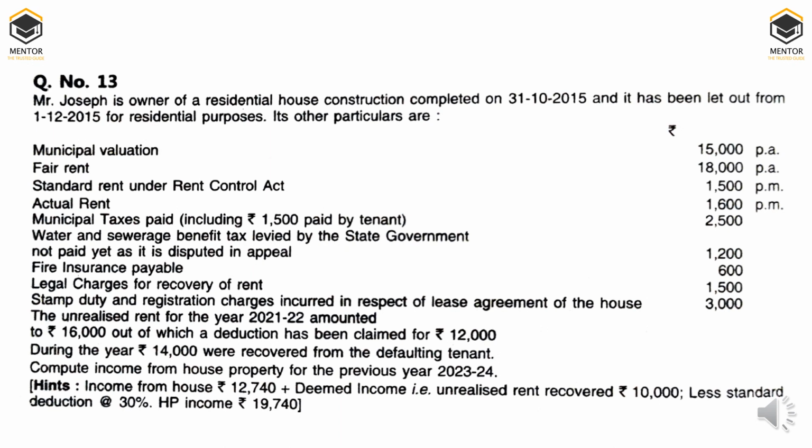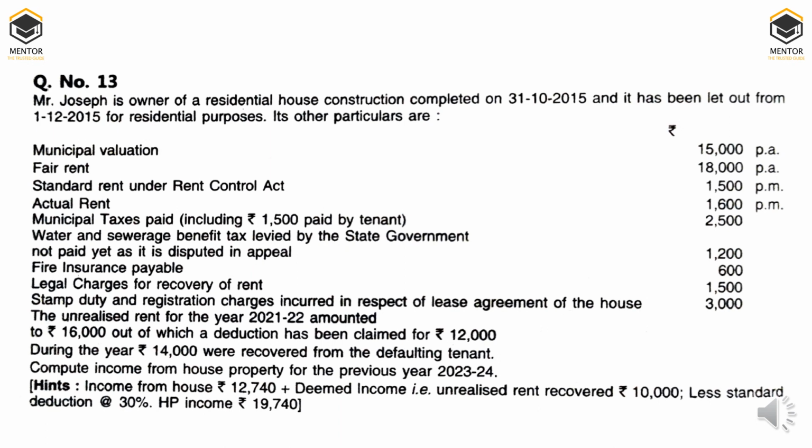13th question. Joseph is the owner of a residential house constructed and completed on 31/10/2015, and it has been let out from 1/12/2015. Municipal valuation, fair rent, standard rent, actual rent are given. I am reading very quickly so that we can minimize the time for the video. Municipal taxes include 1,500 paid by the tenant. In the sense, out of 2,500, 1,500 is paid by the tenant. So we have to consider 1,000 as deduction since it is paid by the owner. Only tax paid by the owner is allowed as deduction.